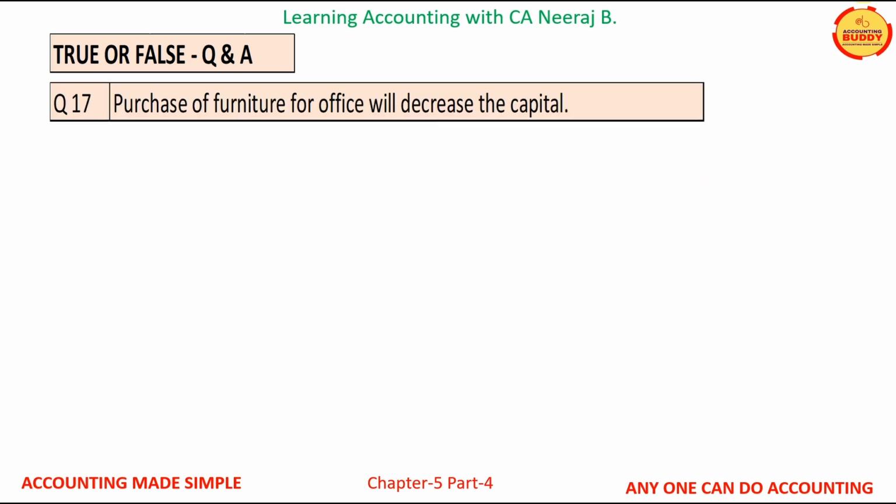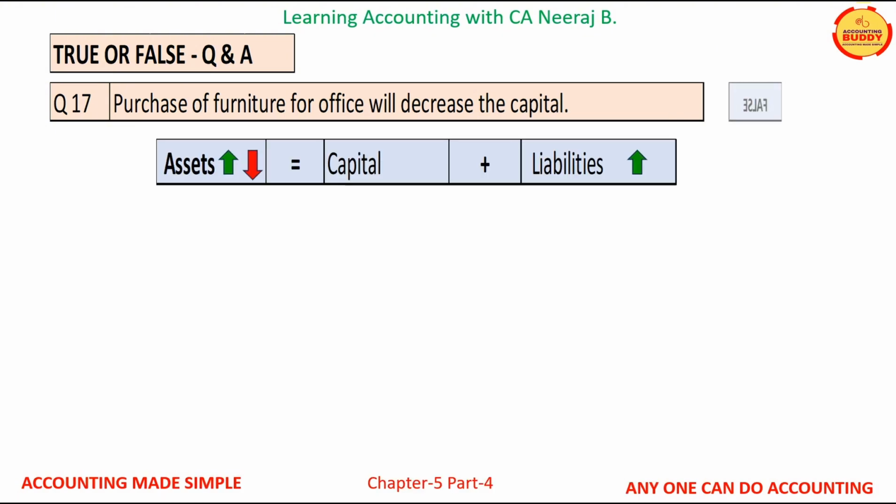Question number 17 on your screens is purchase of furniture for office will decrease the capital. The statement is false. When the furniture is purchased, the assets of the business will increase. If the furniture is purchased on credit, the liabilities will increase. If the furniture is purchased on cash, the cash of the business will be reduced. Cash is again an asset of the business.